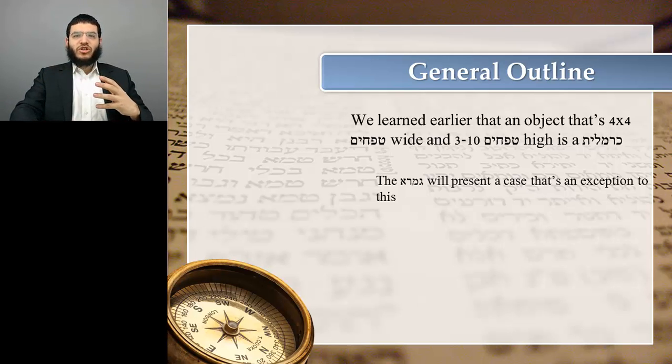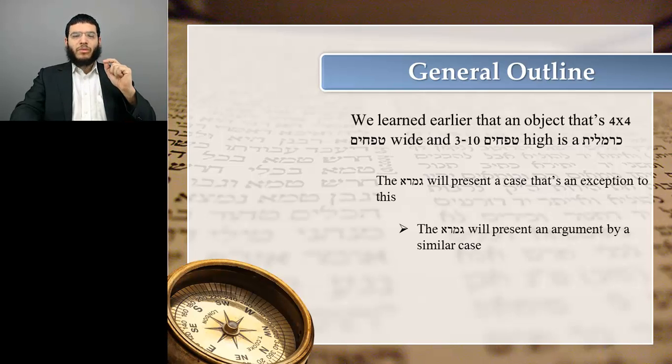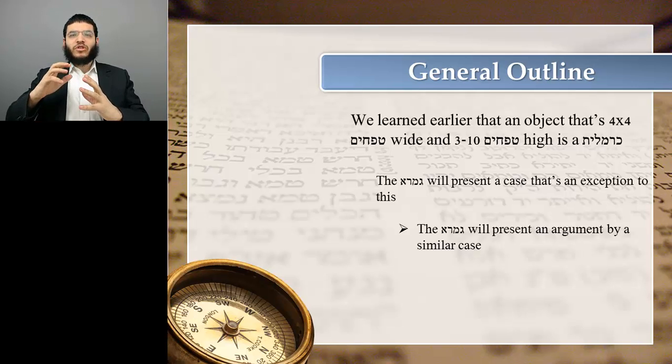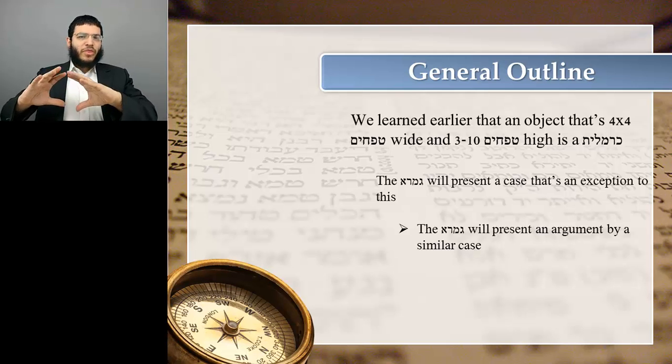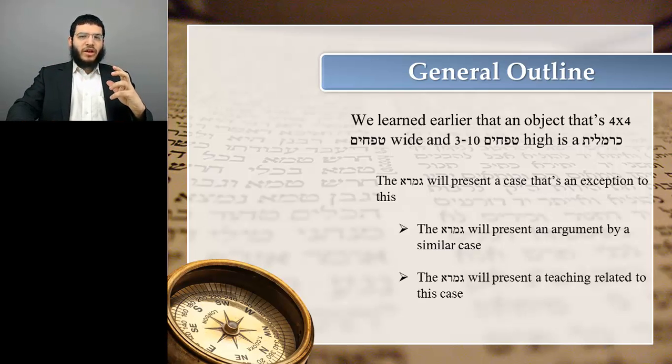And related to this teaching, there's going to be two other things. Number one, the Gemara will present an argument by a similar case. We're going to begin by presenting a case that's an exception. The Gemara then will present another case that's similar to the exception, and over there's going to be an argument whether it's also an exception or not. And that's going to be the largest part of our Gemara. And number two, the second thing related to this case that's an exception is the Gemara will present a teaching related to this case. So that's the structure of the Gemara. And let's see it now in flowchart form.